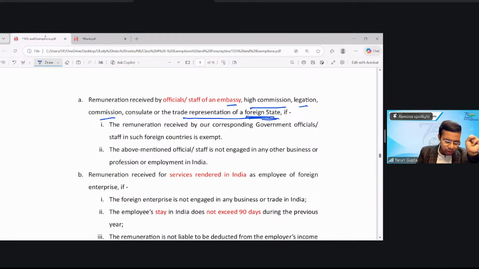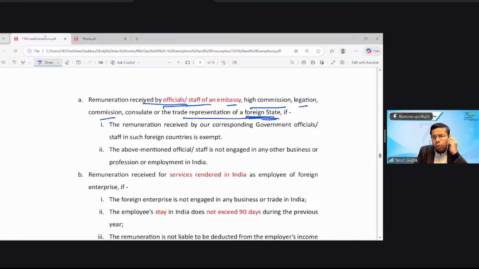First amendment provides that the remuneration received by official staff of an embassy is exempt. There is a staff of an embassy, and you may call it an embassy, high commission, legation, consulate, trade representation, whatever name. They are just different names of the same thing. Very minute differences, not relevant from an exam point of view.